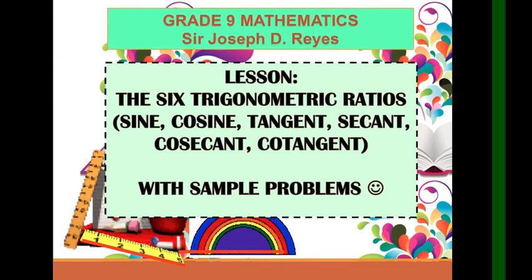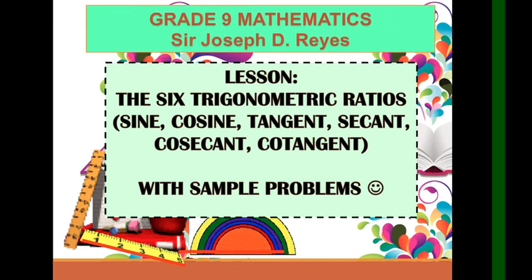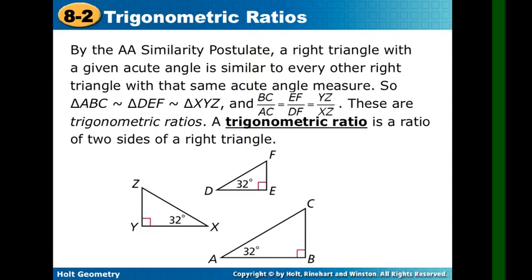Thanks. And now let's proceed to our main topic for today, which is all about the six trigonometric ratios. By the AA similarity postulate, a right triangle with a given acute angle is similar to every other right triangle with that same acute angle measures. So, ibig sabihin, this triangle ABC is similar to triangle DEF, and it's also similar to triangle XYZ, no matter what is the size of the triangle. No? But from this word similar, ibig sabihin pare-pareho sila.